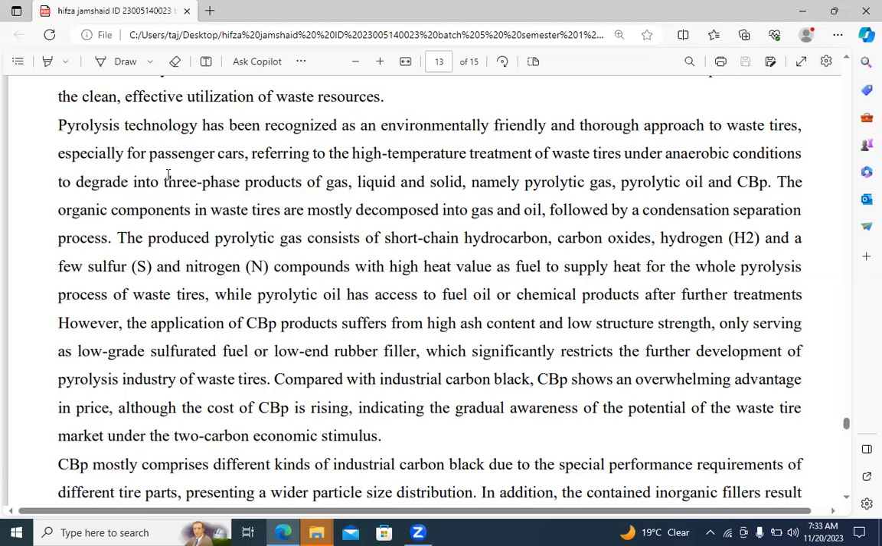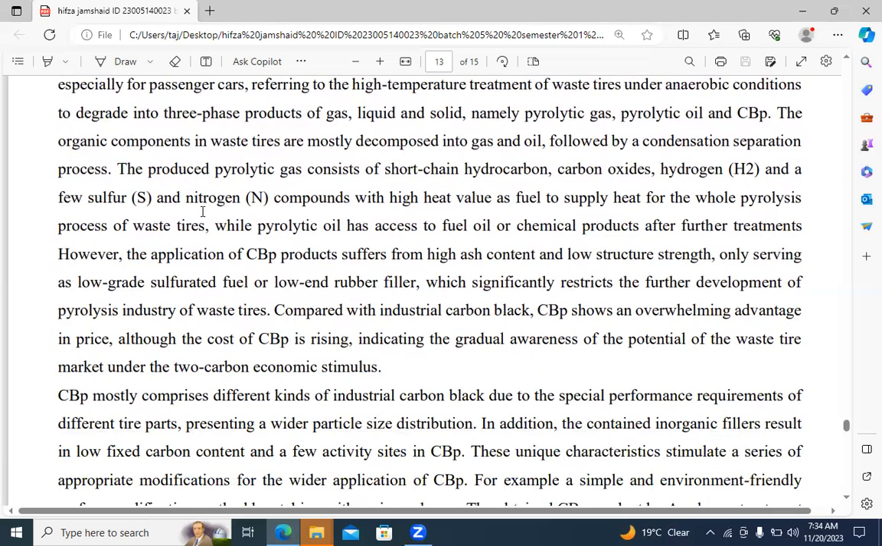So pyrolysis is recognized as environmentally friendly for tire waste, especially for passenger cars, and it is high temperature treatment of waste tire under anaerobic conditions. That will happen in the absence of oxygen, in the absence of any supply of air, to degrade into three-phase products, for example, solid, liquid, and gases, that is called pyrolytic gases, and we can say pyrolytic oil.